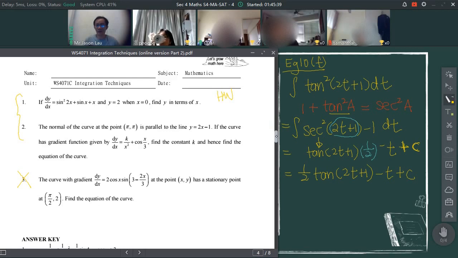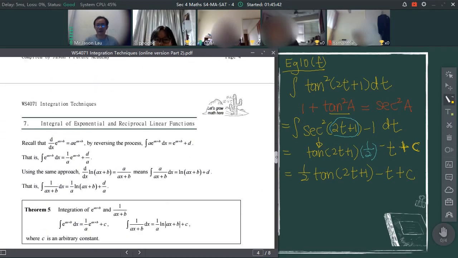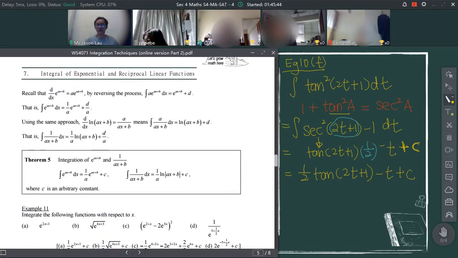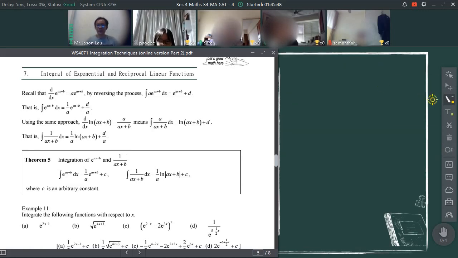Okay, next we move on. We rush through this. Okay, section 7. In this lesson we are covering all these different techniques. This one is the last part already: exponential and reciprocal linear function. So I'll just tell you how to remember, because this one becomes a bit too much. Okay, I'll tell you what to do.